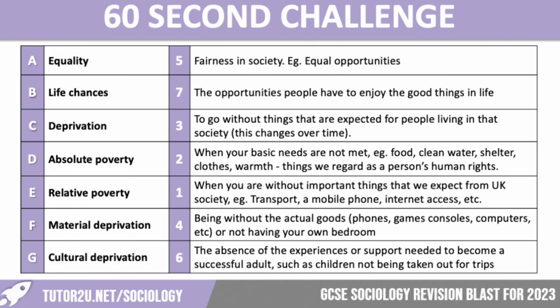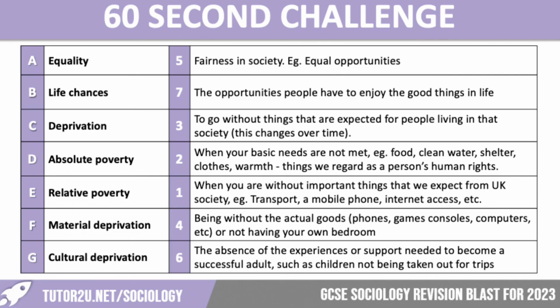So, for example, food, clean water, shelter, clothes, warmth, etc. The things that we regard as a person's human rights. E1 is relative poverty, when you are without important things that we expect from UK society. So, for example, transport, a mobile phone, access to the internet.